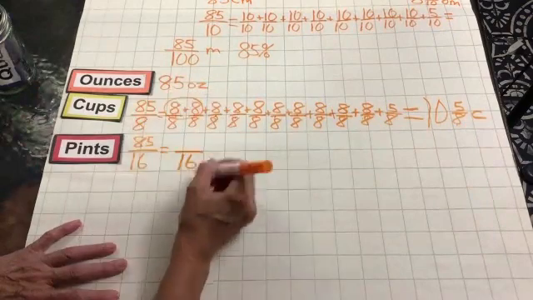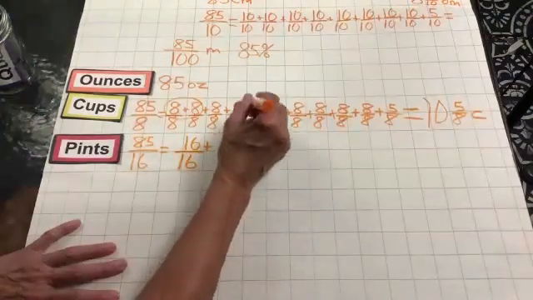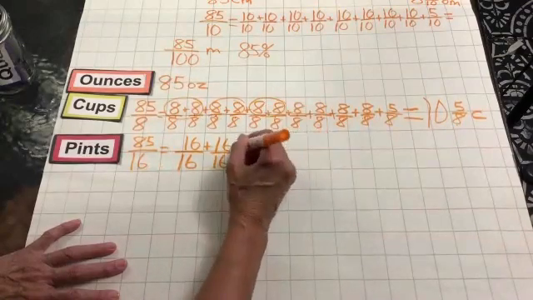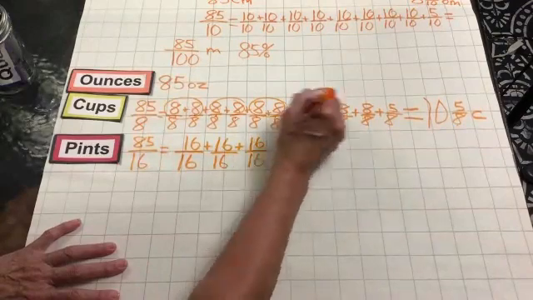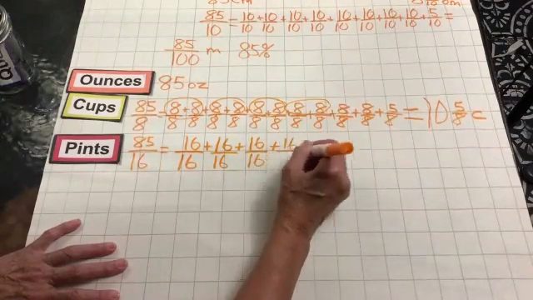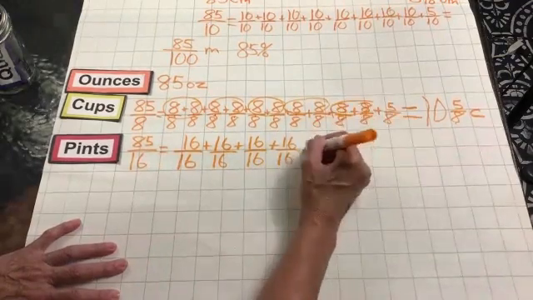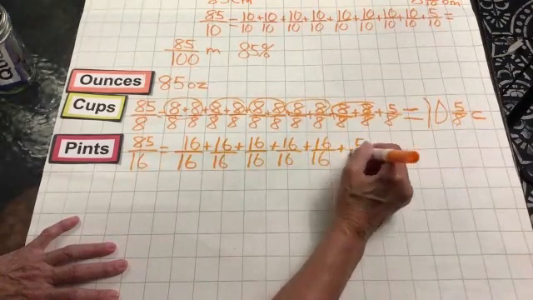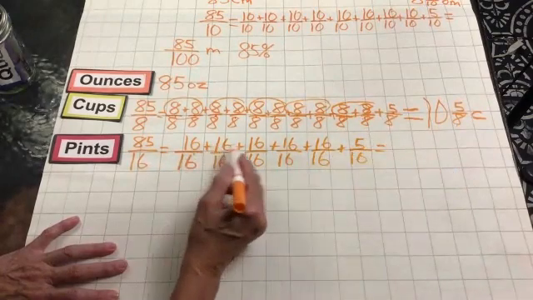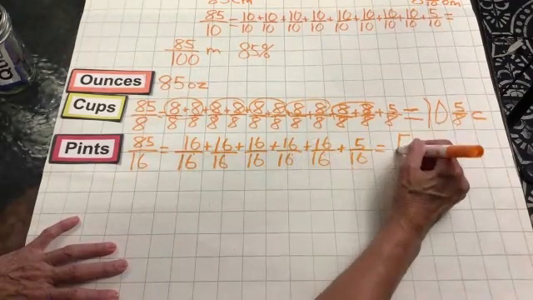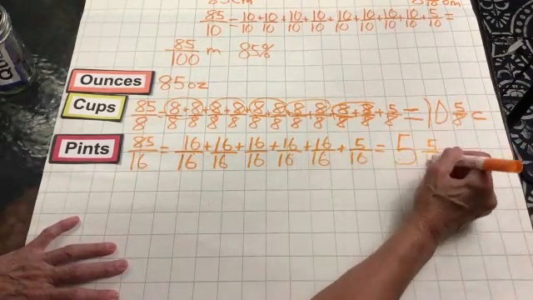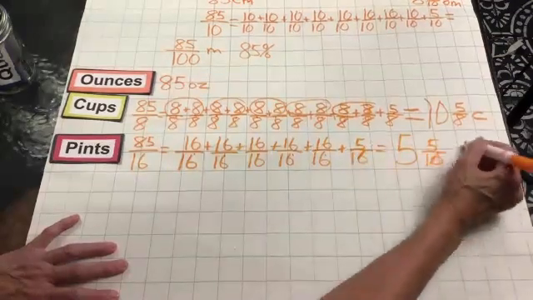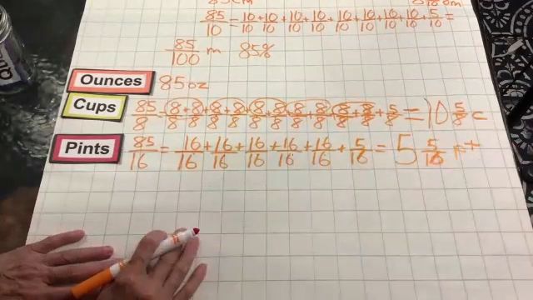So 8 plus 8 is 16. 8 plus 8 is 16. Repeating that for each group, and then we have 5 over 16. So we have 1, 2, 3, 4, 5 whole pints and 5/10 of a pint. Or 5/16 of a pint. Woo! 5/16 pint. Silly me.